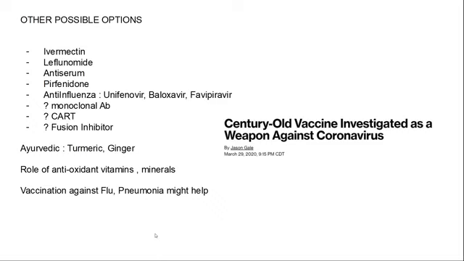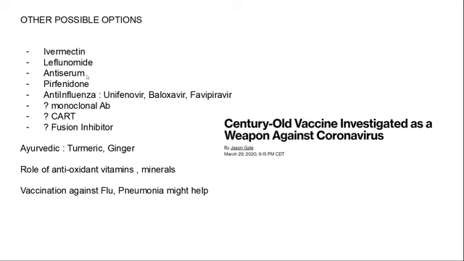And other possible options: ivermectin has shown a really big impact in in vitro data, but we don't have any animal model or human model for that. So it might pan out as one of the game-changing medications. Some people have used leflunomide or even thalidomide, which have immunomodulatory potential. So basically, they work in stage 2 or stage 3 of the infection. Antiserum is on trial and it might work.